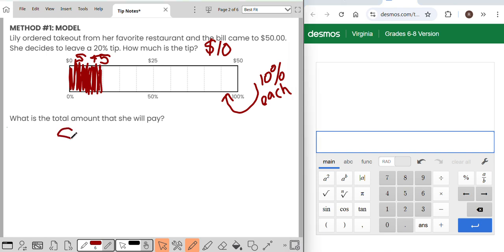Well, first she started with the $50 that the meal cost. Then she was generous, added that $10 20% tip. And if you add that together, that means her total was $60. So if you have questions about this, ask us. But we're going to go ahead to method number 2.